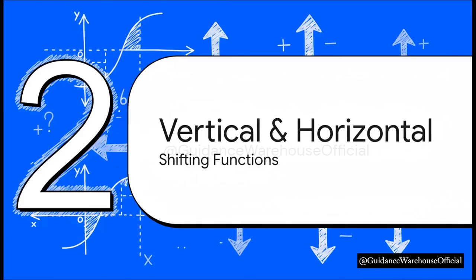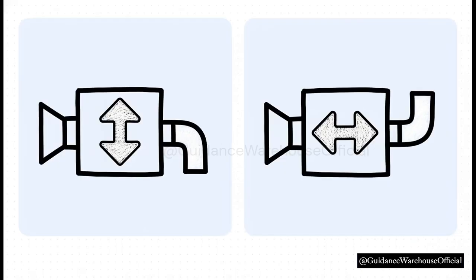Moving right along to Section 2, vertical and horizontal shifts. Let's start with the absolute simplest transformations. We're just shifting the entire graph of a function up, down, left, or right, totally without changing its fundamental shape.